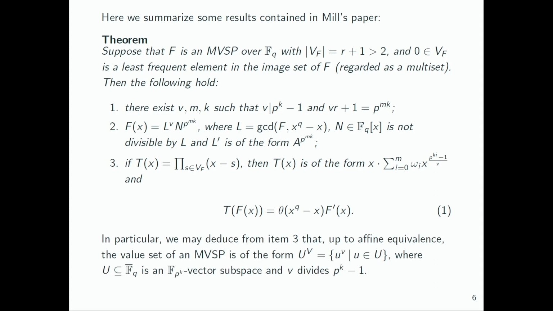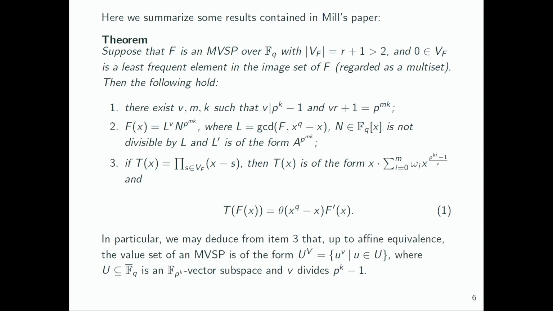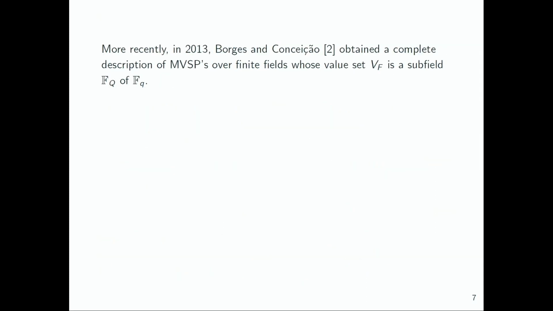And so from the third item, we can conclude that the value set cannot be anything, right? If you take an MVSP, the value set must be of this form. You take u to the v when u runs over the elements of an Fq vector space of the algebraic closure of Fq. So the value set is somehow special.